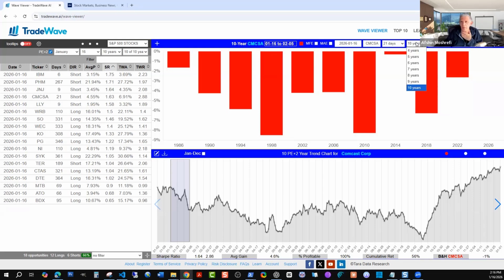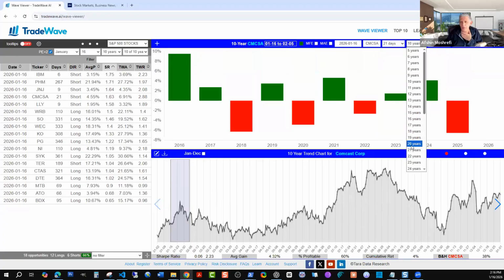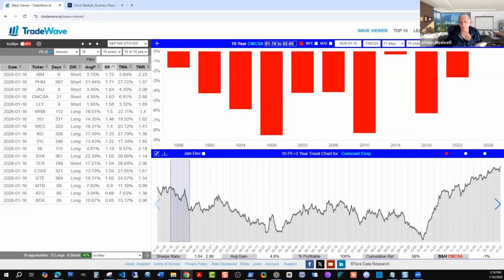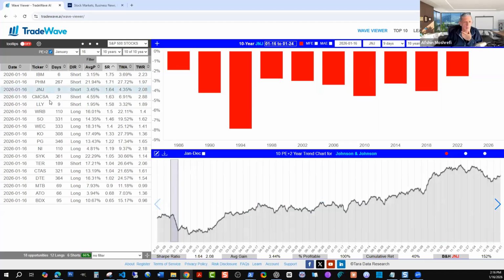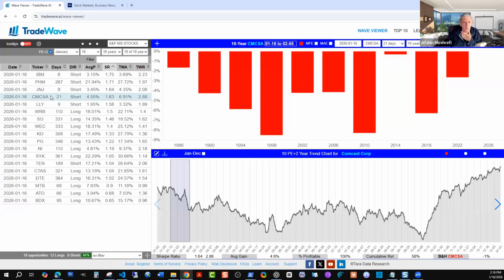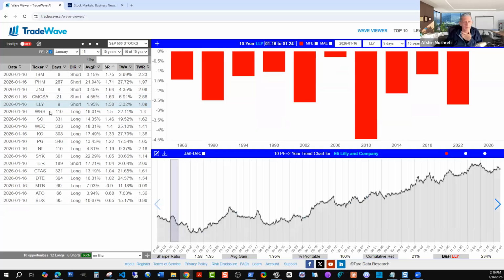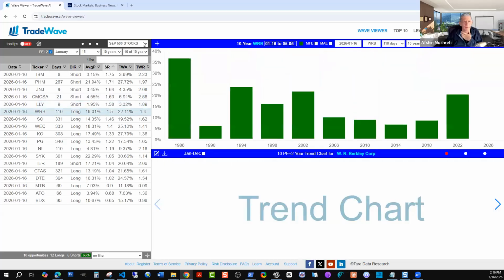compared to consecutive years. I can also say consecutive and then look at the last 20 years for Comcast. You see, it was actually really negative for 5 years in a row. It looks kind of random. But this does not look random. Johnson & Johnson also has the same thing. Eli Lilly, and so on.